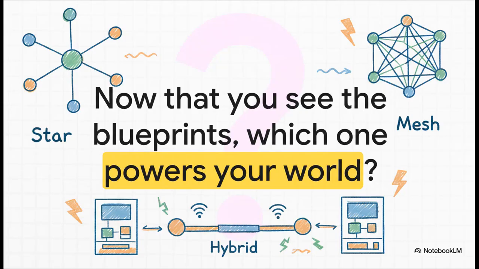So there you have it. These invisible blueprints are literally all around us, silently running our entire digital lives. You've got a star network sitting in your living room, and you're consuming this right now thanks to a massive, complex system of hybrid and mesh networks. So now that you know what to look for, which of these blueprints do you think are powering your world?